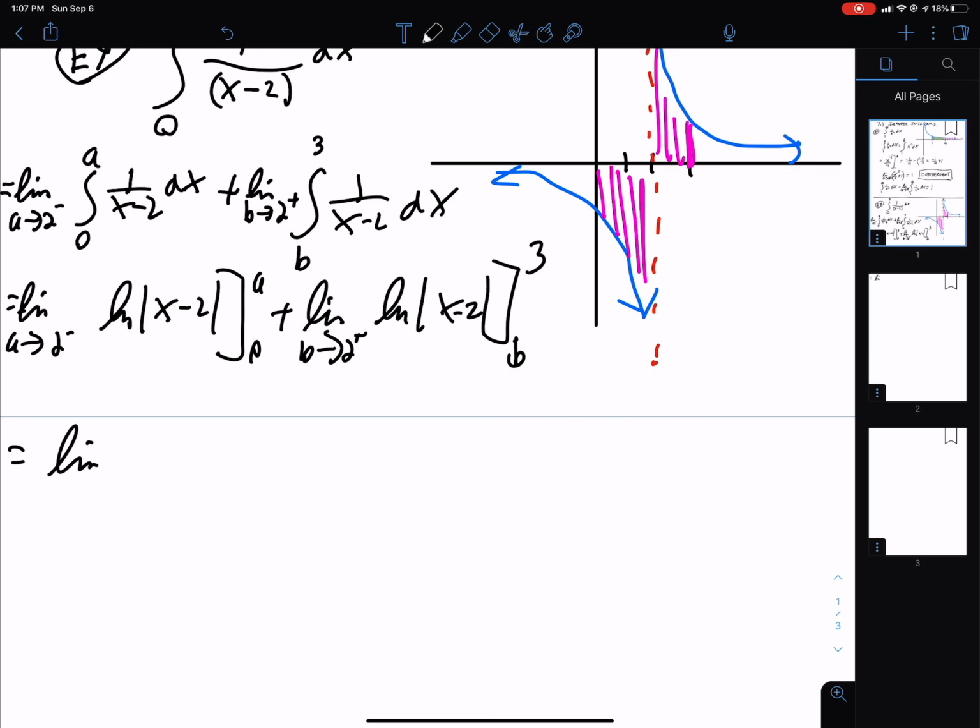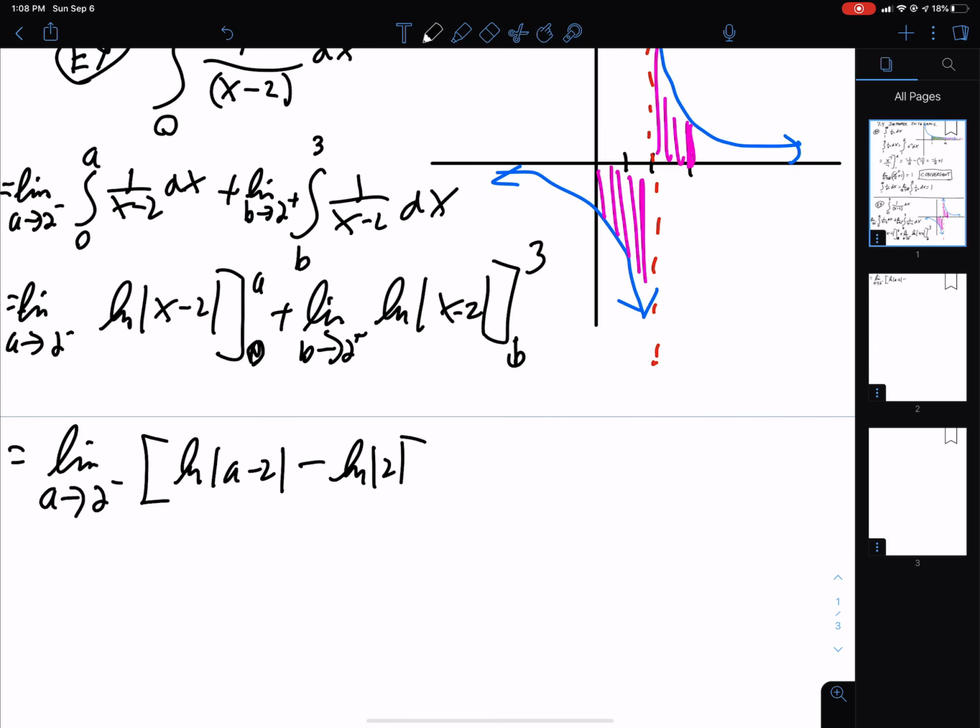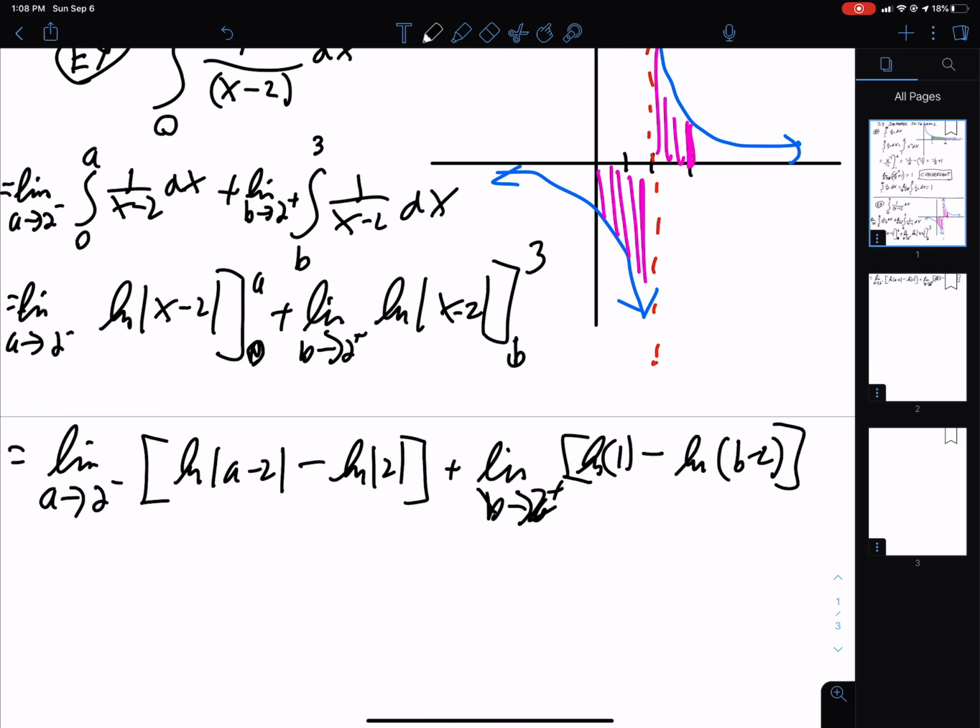And we get the limit as a approaches 2 from the left of, I plug in a, and then I plug in 0, then I plug in 3, and then I plug in b, excuse me.